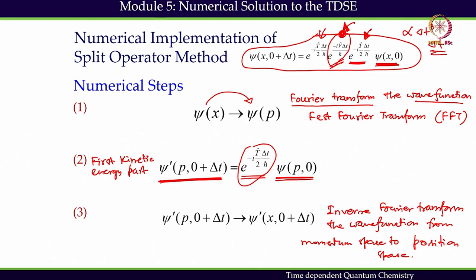Here we have converted, in the first step, from position or real space to momentum space. But here we are doing the inverse Fourier transform, and the inverse Fourier transform can also be done with the help of the same fast Fourier transform algorithm, which is called IFFT, the inverse Fourier transform algorithm.